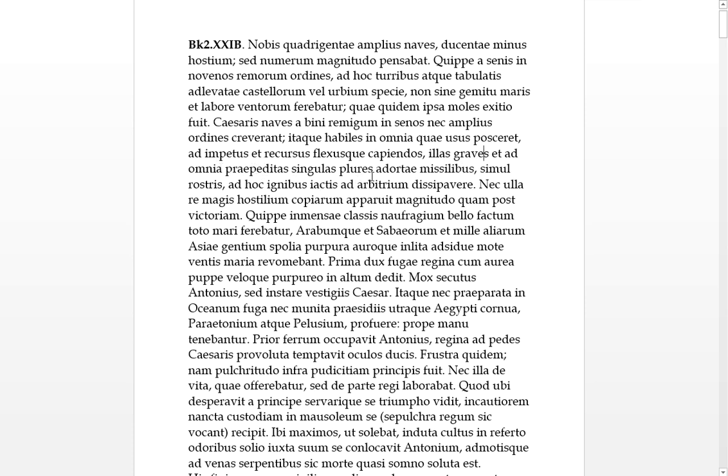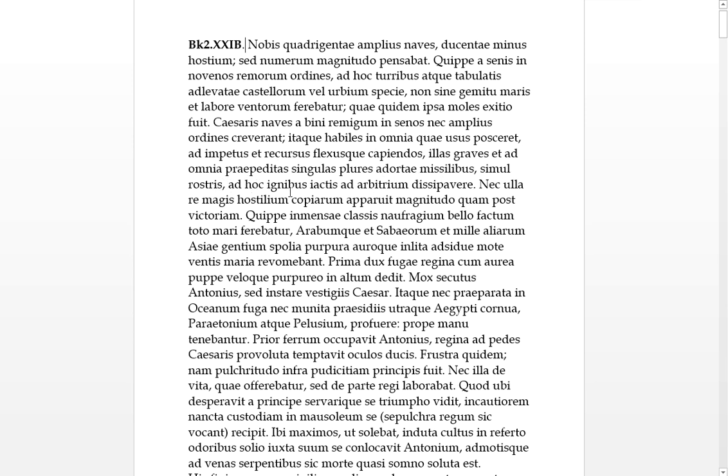A singulas plures adortae, missilibus. So plures, many, adortae, attacked, singulas, the single ships. So these single ships were of huge magnitude, remember? But Caesar had smaller ships, but a large number of them, and plures, many of them, would attack the single ones, missilibus, with missiles, or whatever they were throwing. Same time, rostris, with their beaks. These are made out of iron, I believe, the rostra. There's a big beak that sticks out of the ship and you ram it into the other one. So they were throwing missiles and ramming them.